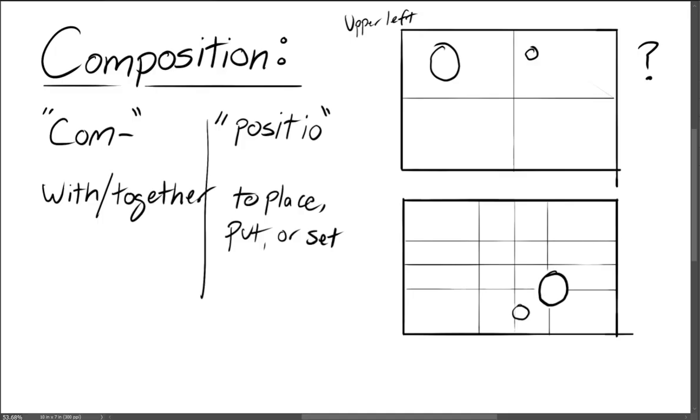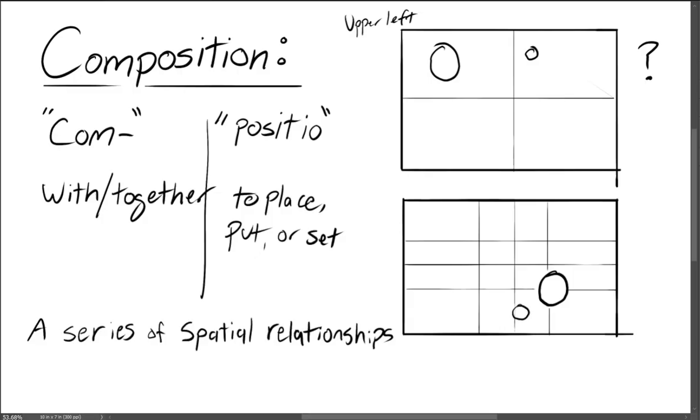I'm sure if you know anything about art, photography, anything along those lines, this is something that's already pretty familiar to you. So I want to put a spin on the definition of composition. I'm going to call it a series of spatial relationships. So what do I mean by that?